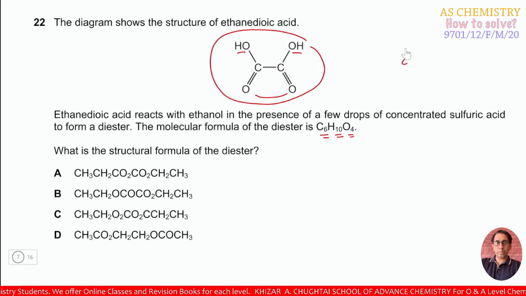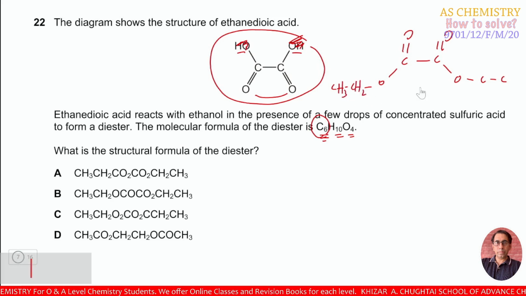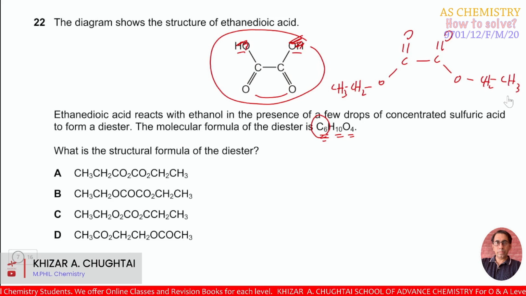So when this dioic acid is allowed to react with the other one, there is the loss of the OH group, and there will be the new oxygen from the alcohols. How many total carbons are there? 6 carbon. So there must be 2 carbon on both sides. So CH3, CH2, CH2, CH3. I think this is the diester, if I'm not wrong.